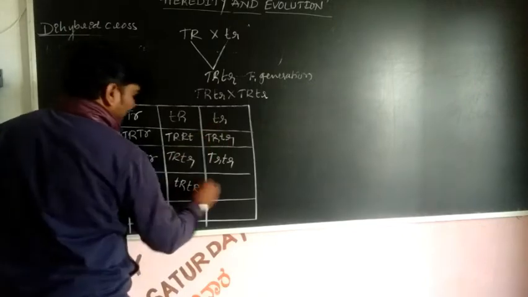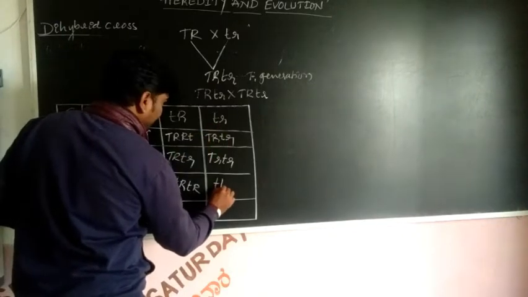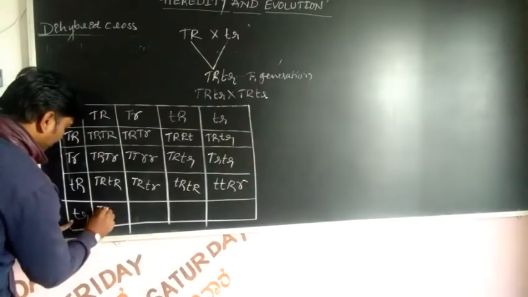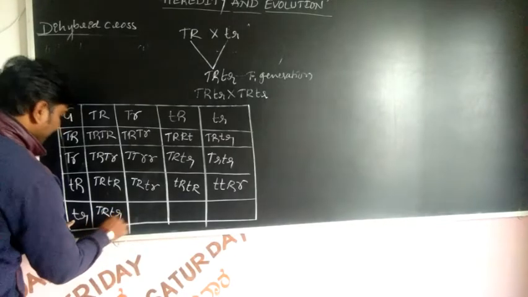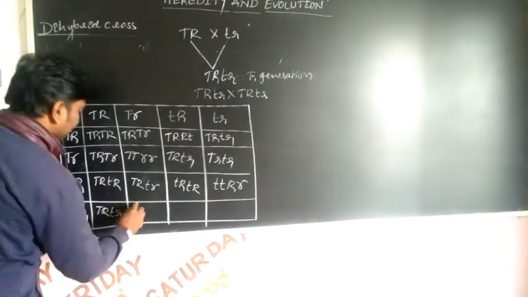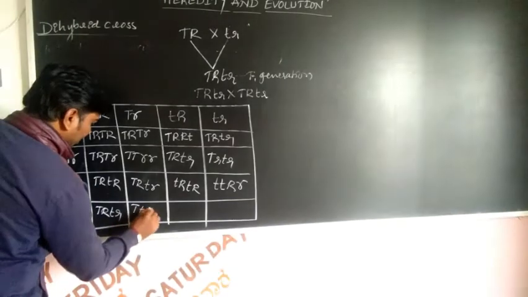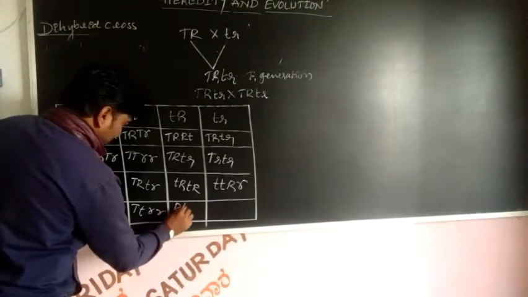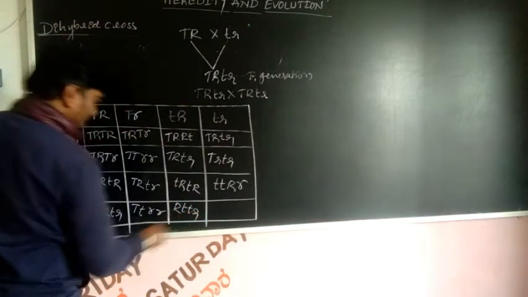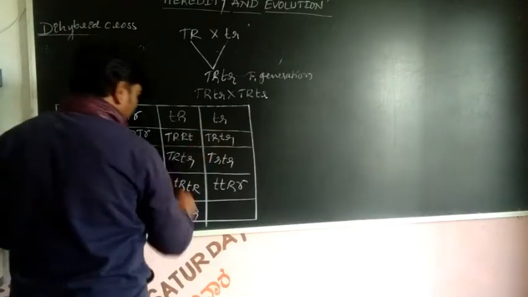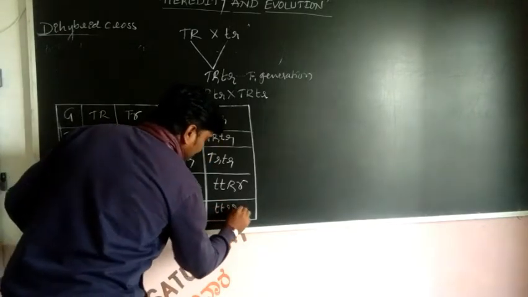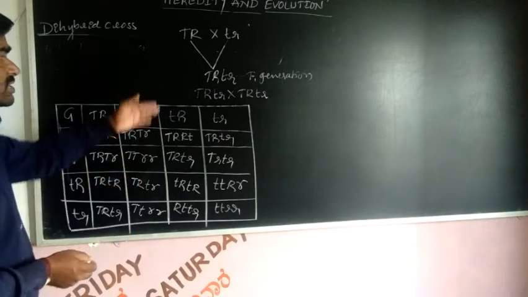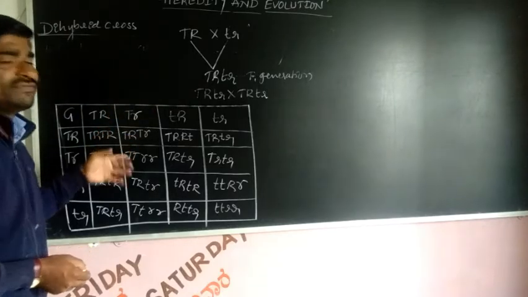Crossing between these two, small t capital R, small r. Crossing between these two, capital T capital R, small t small r. Crossing between these, capital T small r, small r. Crossing between these, capital R small t, small r small t small r. So crossing between finally these two, you can get the same result, right? So this is the dihybrid cross. First filial generation. After the first filial generation, this is the second filial generation.